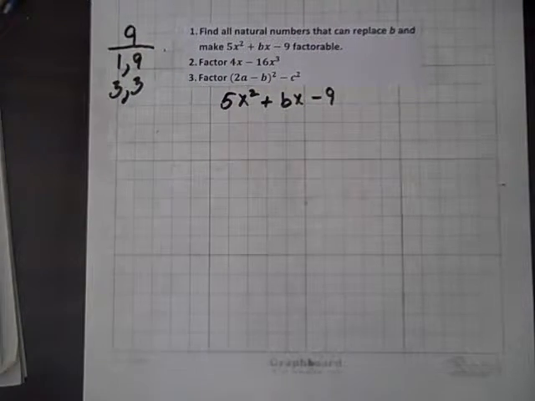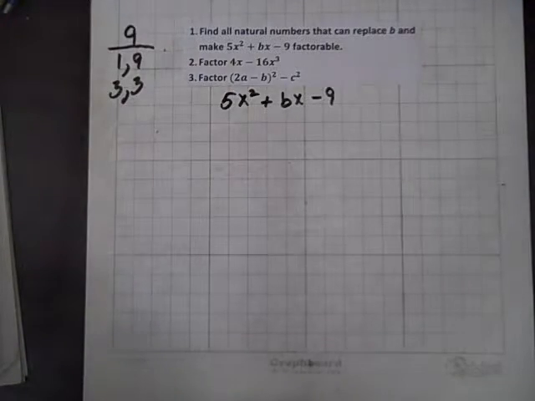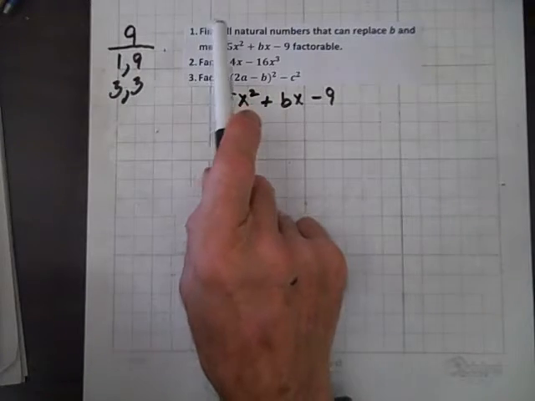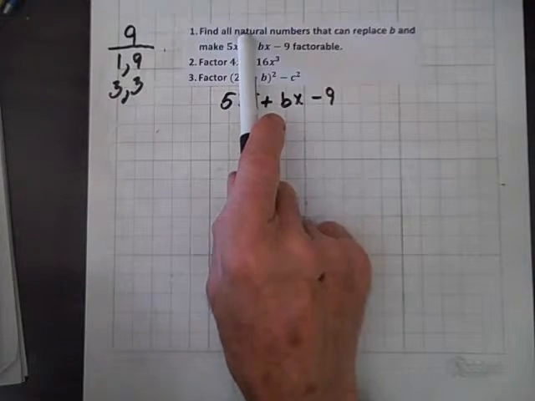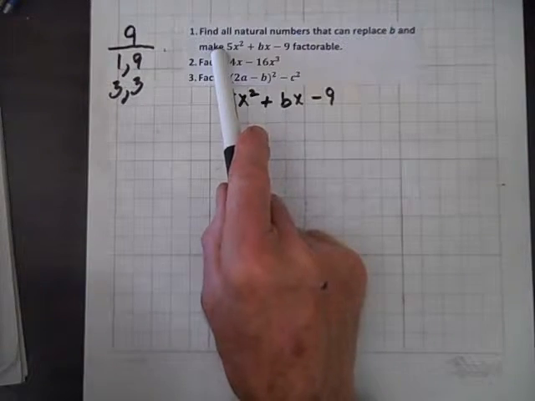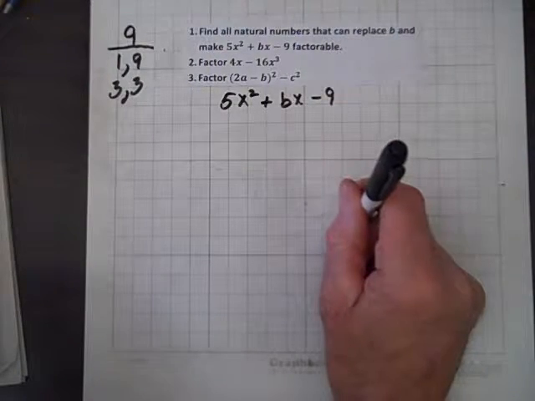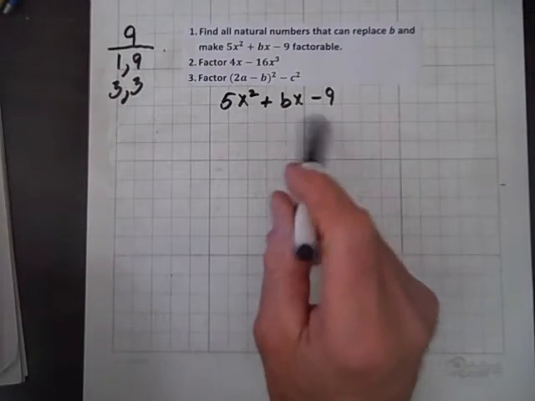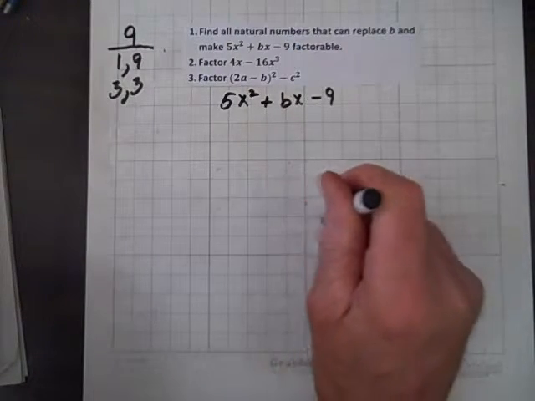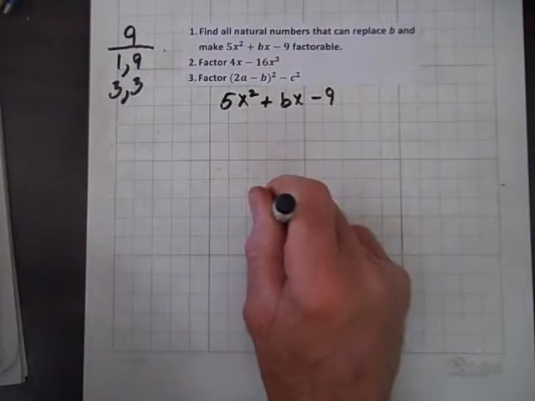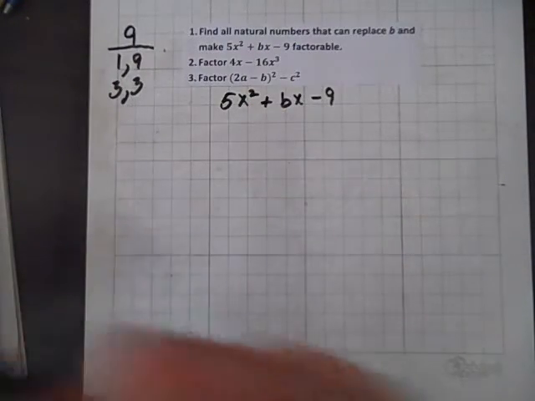Well, here we have three factoring problems to resolve. So, first, we have to find all the natural numbers that can replace b and make the expression 5x squared plus bx minus 9 factorable. Now, the natural numbers are 1, 2, 3, 4, and so on. Natural numbers are positive, so b must be positive.